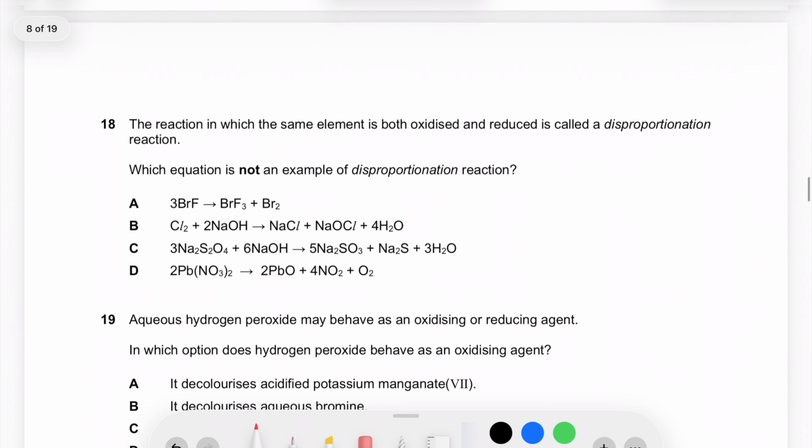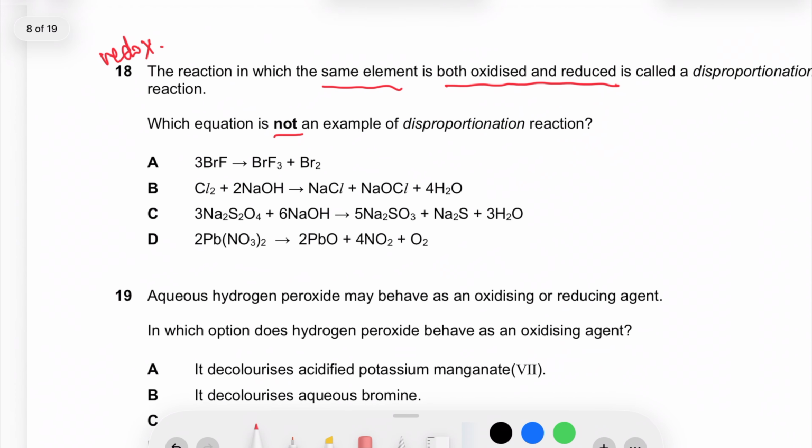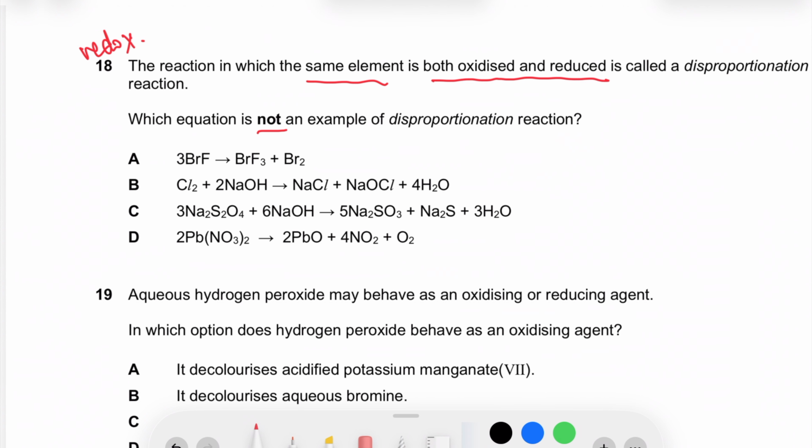Moving on, question 18. This one will be redox, of course. Okay, so a disproportionation reaction, it means what? The same element is actually being oxidized and reduced at the same time. So which one is not an example? So let's try one by one. Let's try option A as an example.